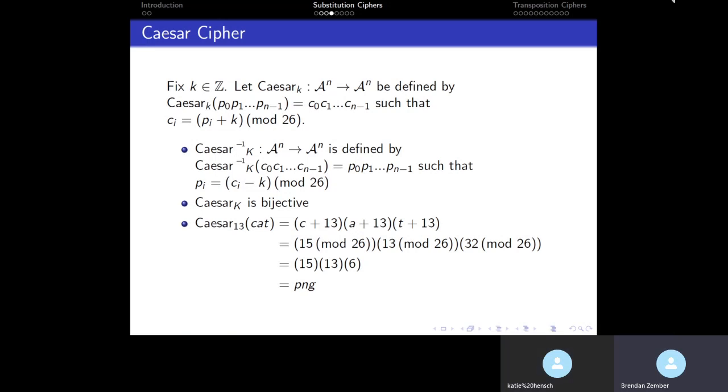A key of 13 is also commonly referred to as the ROT13 cipher, in which encrypting and decrypting is the exact same, since there are only 26 letters in the alphabet.